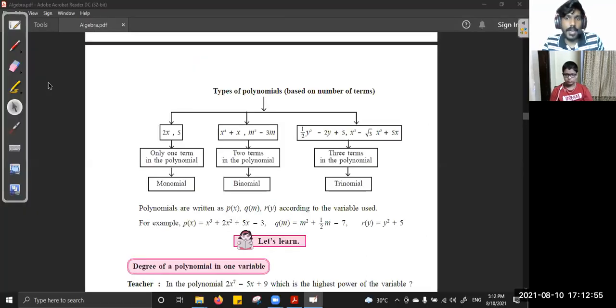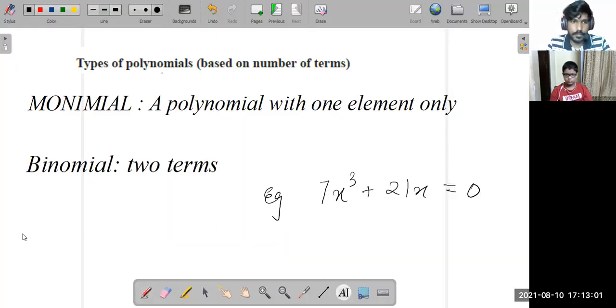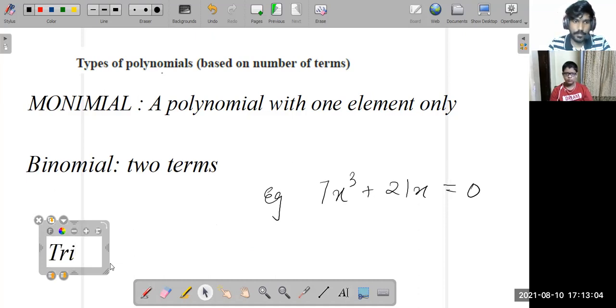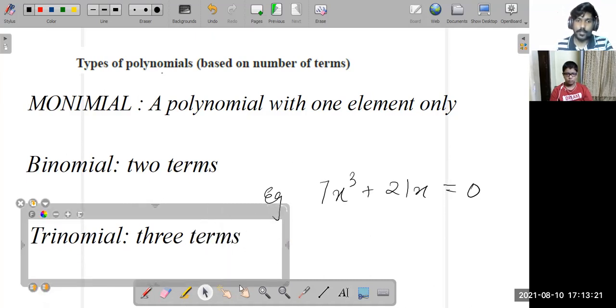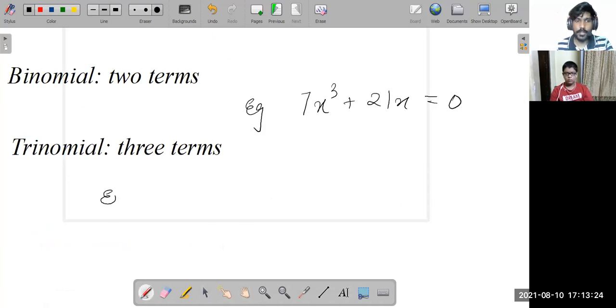And the last type that you have is trinomial. Now since binomial has two terms, trinomial will have how many terms? Three terms. Okay, binomial has two terms, trinomial will have three terms. Let's see an example. 2x squared plus 7x plus 8. This is a trinomial. There are three terms.